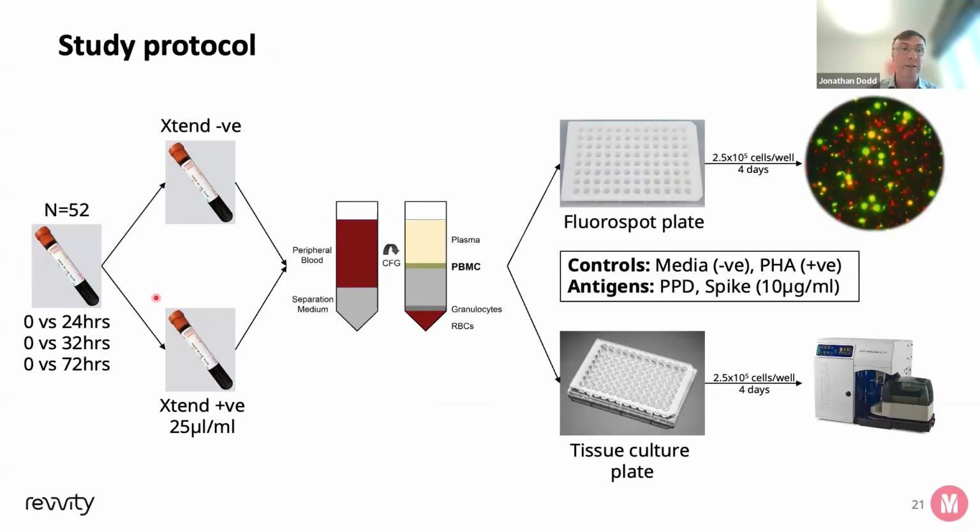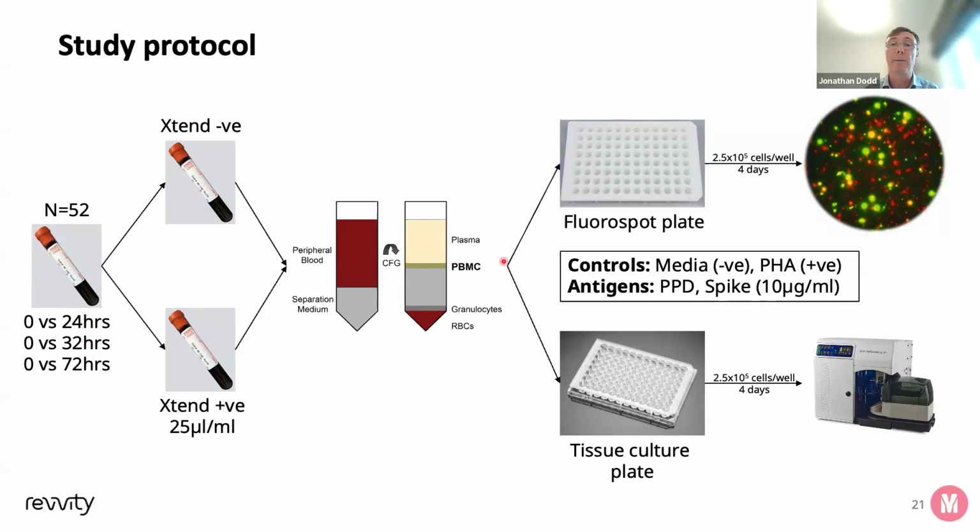In order to address these questions, we performed the following study protocol. We took blood from 52 healthy volunteers and we paired them up, each pair having a fresh sample that was processed at 0 hours, and then paired with blood from the same donor that was delayed in its processing by either 24, 32, or 72 hours. For each pair, one tube was not treated with the T-cell extend reagent, using our in-house validated protocols. The blood was then processed by density centrifugation to extract the PBMC layer.